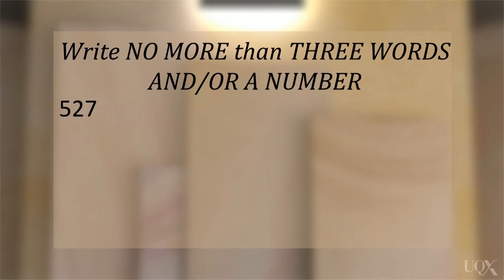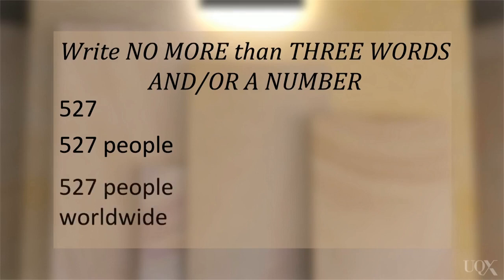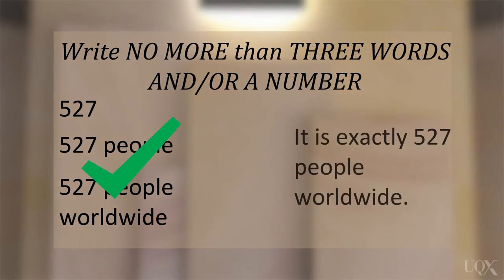This is 1 number. This example is 2 words and a number, so that's okay. And this is 3 words and a number, which again fits the word limit. But on the other hand, this would not fit the word limit, and your answer would be marked wrong. So obviously, you want to avoid losing points by following instructions.